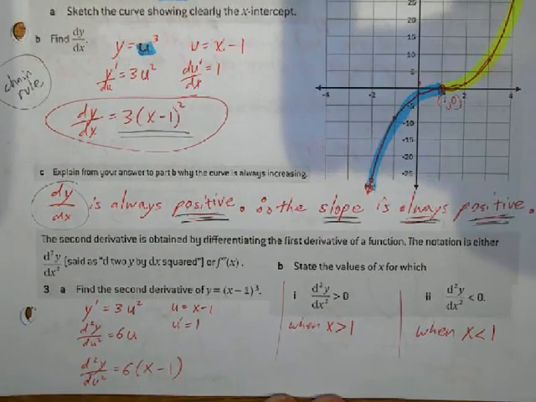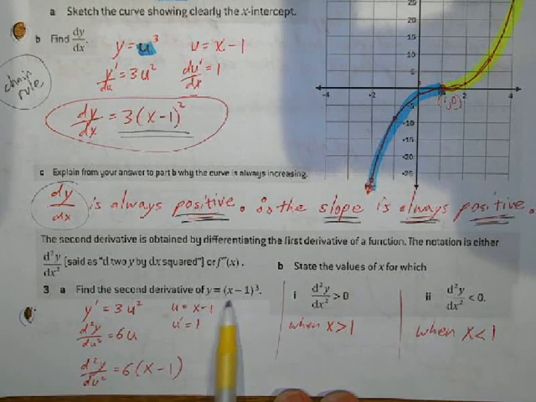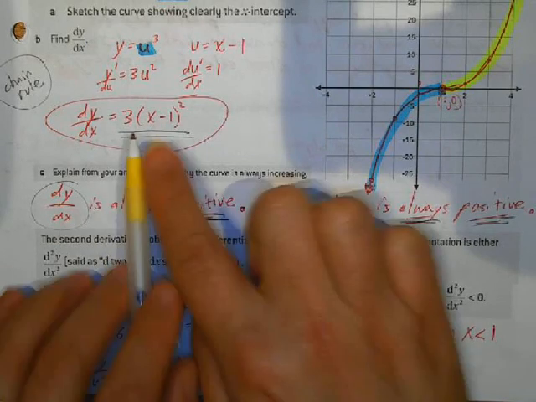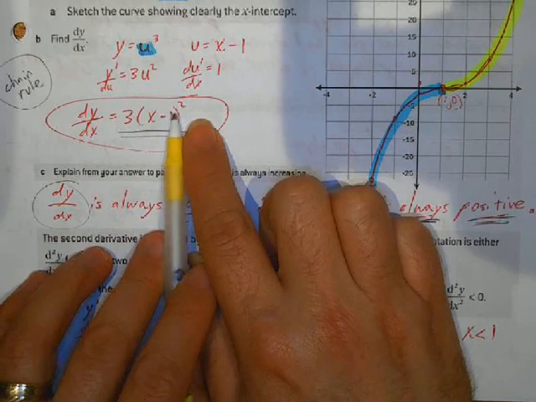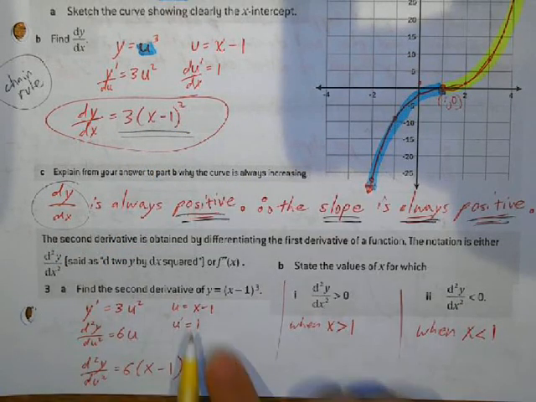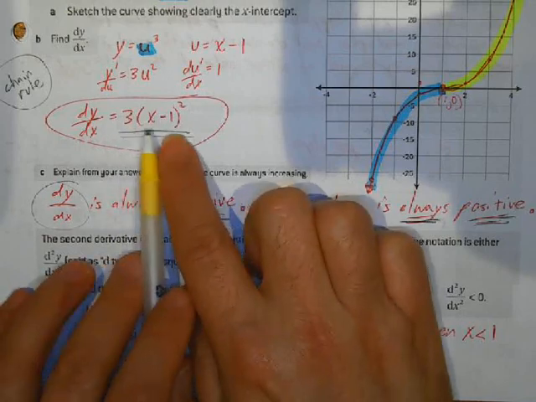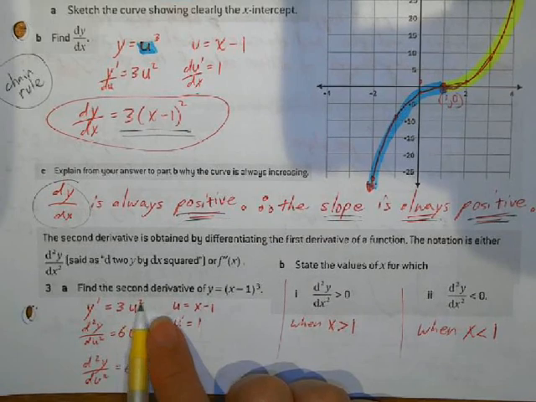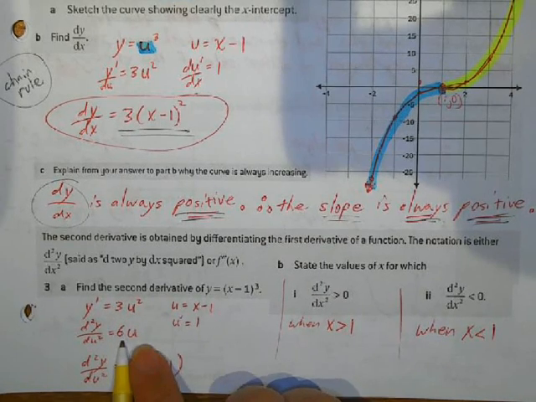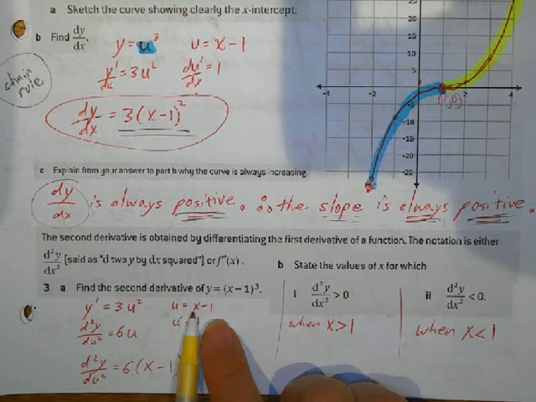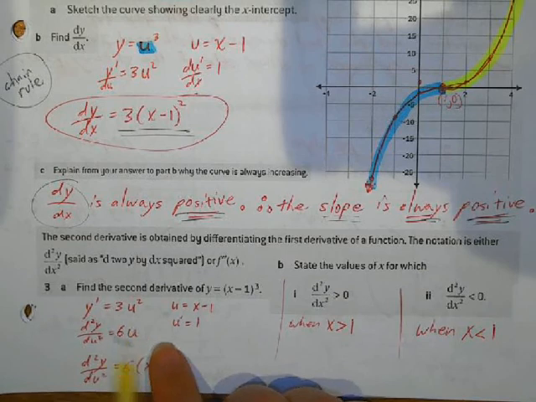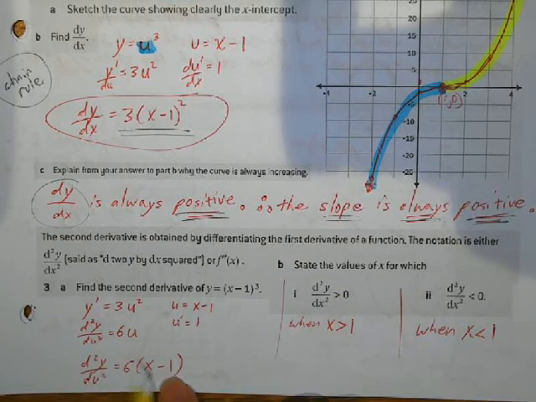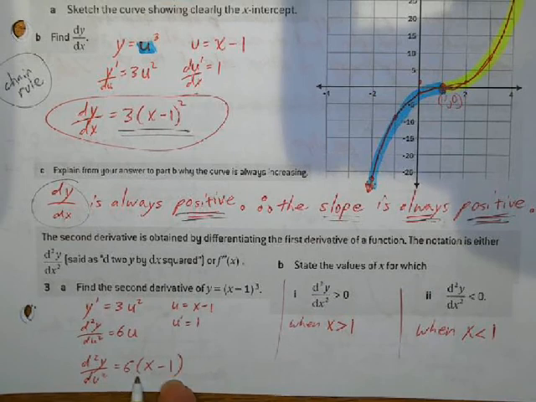So if I take the second derivative of this, we've got y equals (x minus 1) cubed. I'm going to say u is x minus 1, like we did over here, and I've got 3u squared. The derivative of 3u squared, the 2 comes down, we get 6u. The derivative of x minus 1 is just 1. Using the chain rule, 6u times 1, and u is x minus 1. So the second derivative is 6 times (x minus 1).